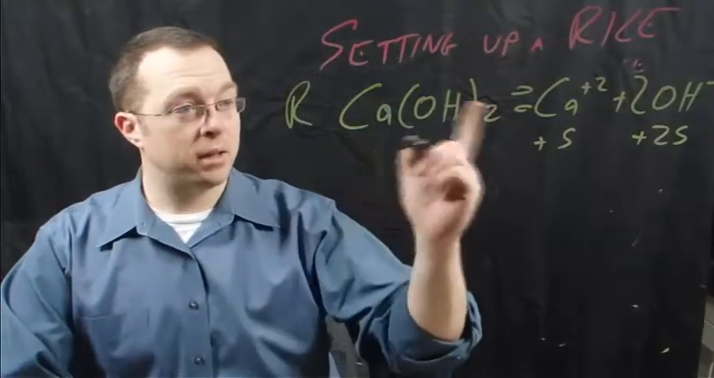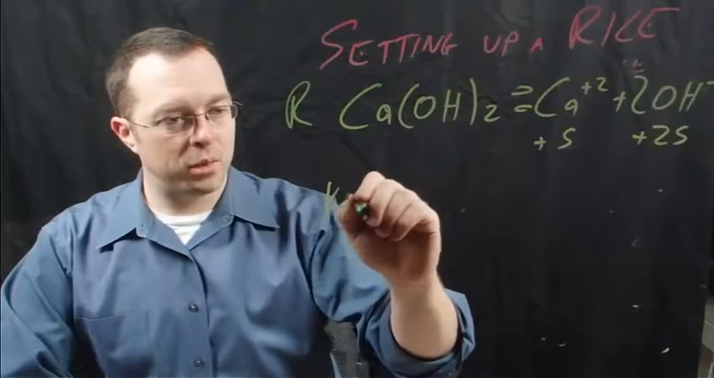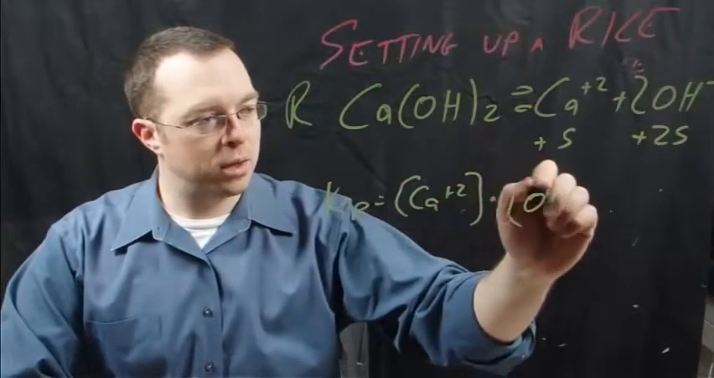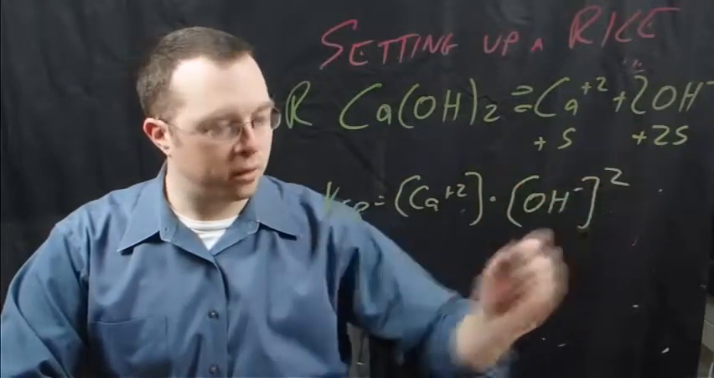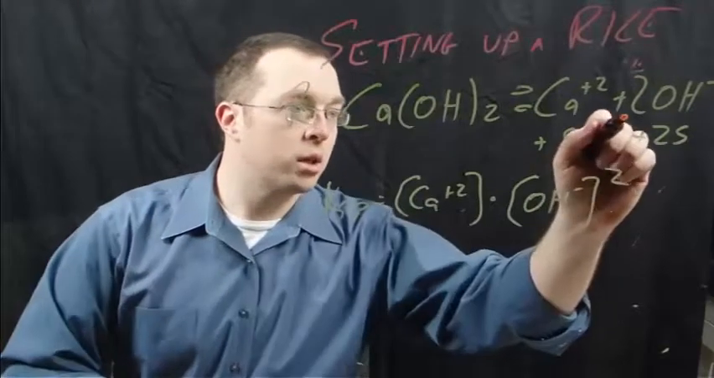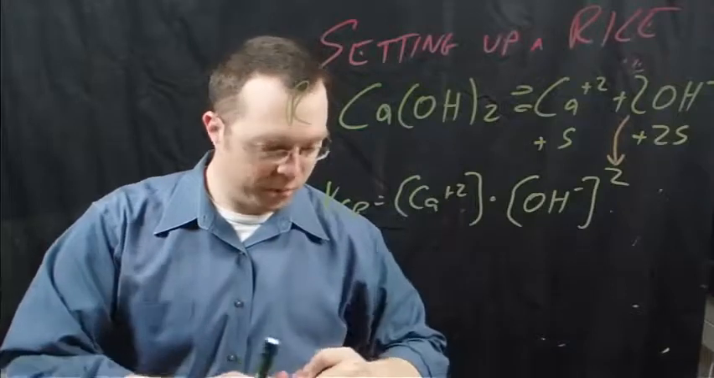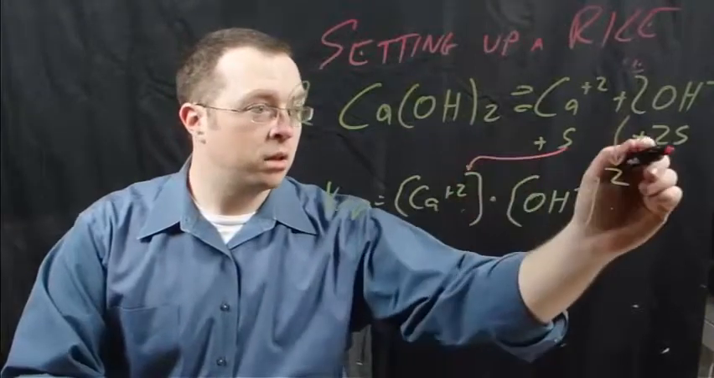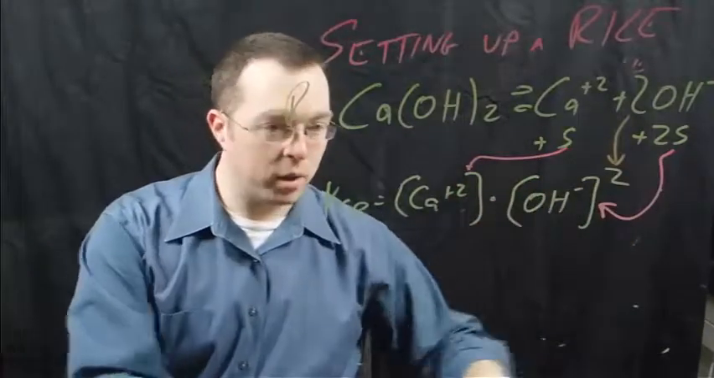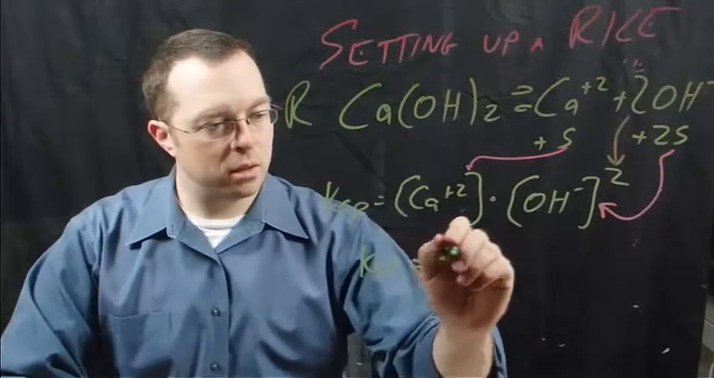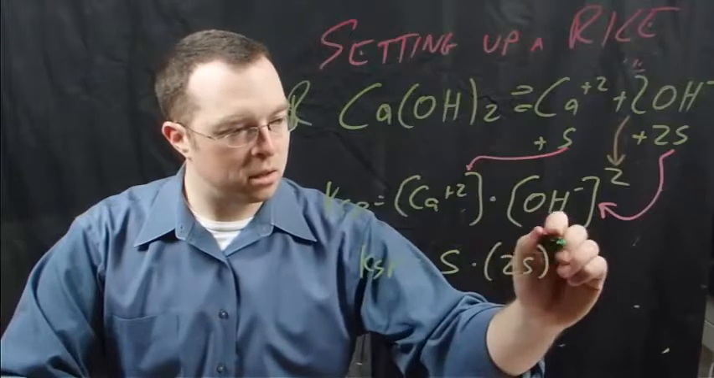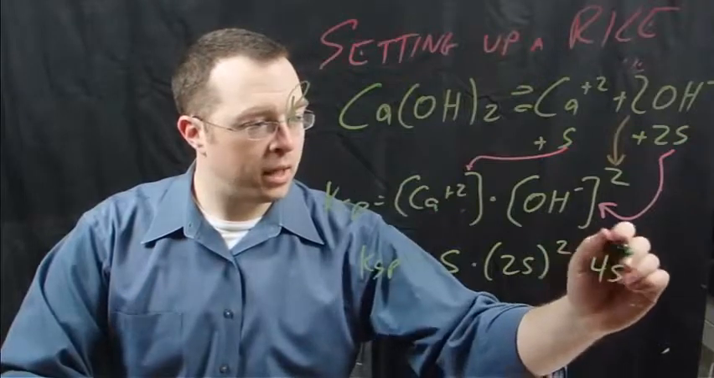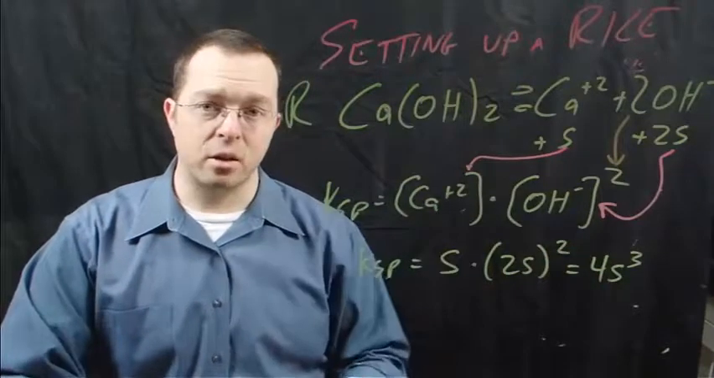The expression, we take the expression and we say, okay, KSP is equal to the concentration of calcium ions times the concentration of hydroxide ions squared. Where does the squared come from? The squared comes from that 2, right there. We have to substitute in these values. And so what we wind up with is KSP is equal to S times 2S squared. The 2 squares the 2 and the S. This gives us 4S cubed. And that is how you set up KSP.